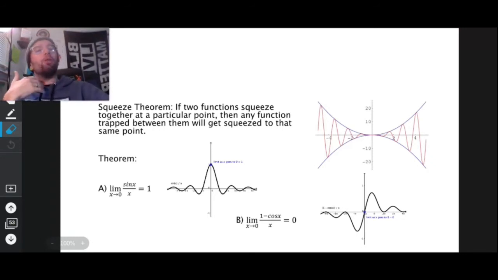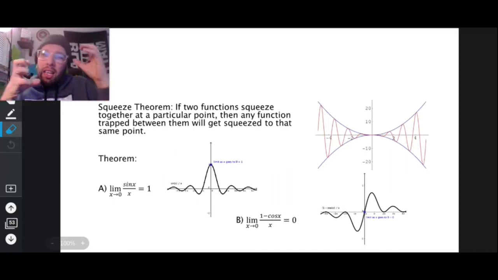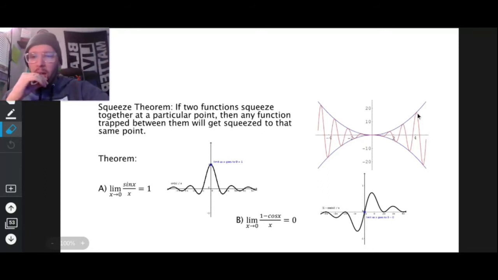Basically, the squeeze theorem says that if I just take something that's periodic, like a sine or a cosine or something along those lines, I could squeeze it so that it goes to the same point. What this means, and we can see this in action over here, is the problem with a thing like this is I can't plug in 0. That's no good.